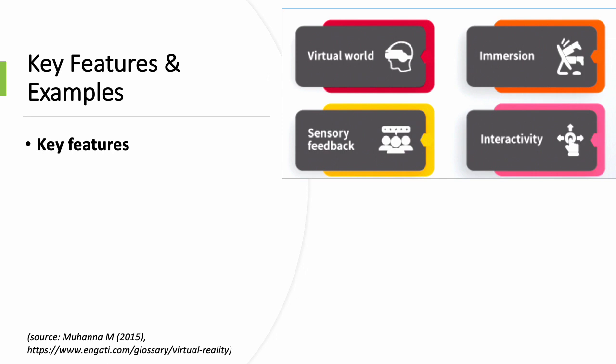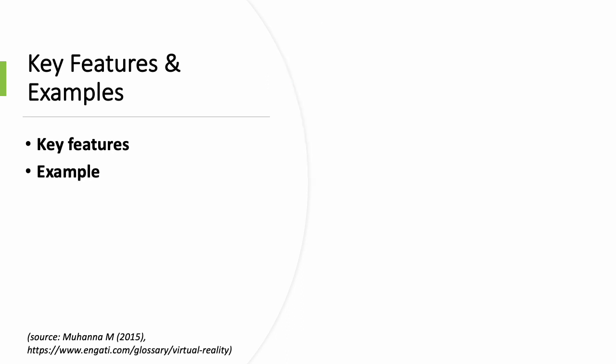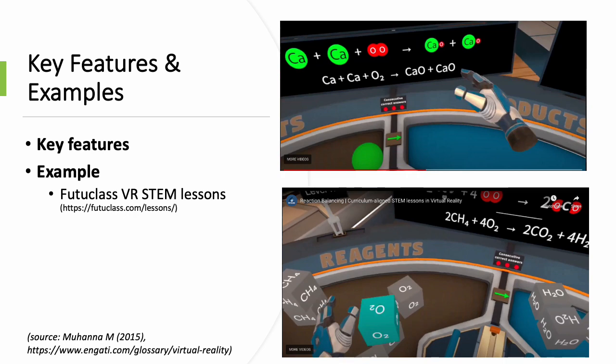Next, I'm going to use an example to demonstrate the four characteristics in the VR web page. This example comes from the Future Class VR STEM lessons, and I have selected some chemistry lessons here. On the top is the balancing of a reaction between calcium and oxygen to make calcium oxide. On the bottom is the burning of methane, which the reaction formula is methane plus oxygen to produce carbon dioxide and water.